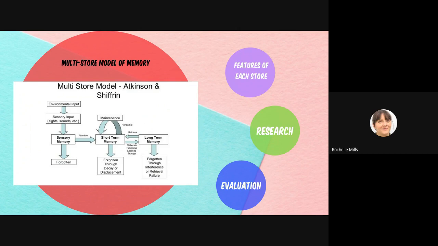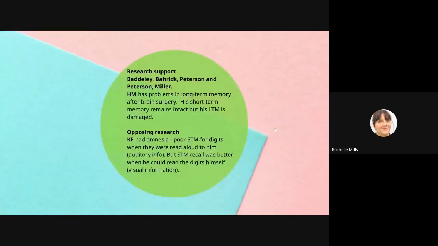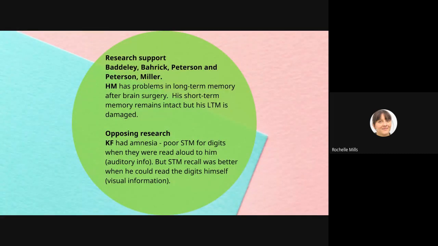With regards to the multi-store model of memory, the research support that goes alongside it is what we've just spoken about. So the research support, you can have Baddeley, Barrick, Peterson and Peterson, Miller, Jacobs. You can have all of those studies. We've got additional pieces of research that support the model. So we've got HM, which was a case study.